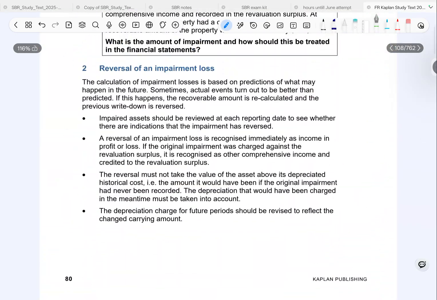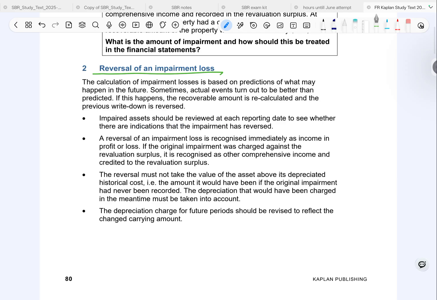Okay, so let's see the reversal of an impairment loss. The calculation of impairment losses is based on predictions of what may happen in the future. Sometimes actual events turn out to be better than predicted. If this happens, the recoverable amount is recalculated and the previous write-down is reversed. So impairment is done expecting that bad situations are going to come up, the economy is not going to perform well or something like that. That's why we impair an asset. But sometimes it doesn't happen. So we can reverse the previous write-down.